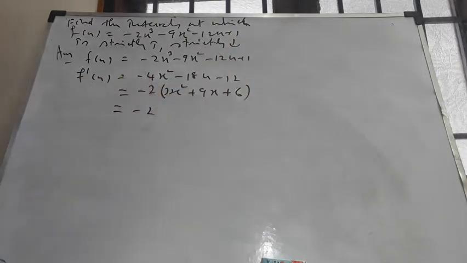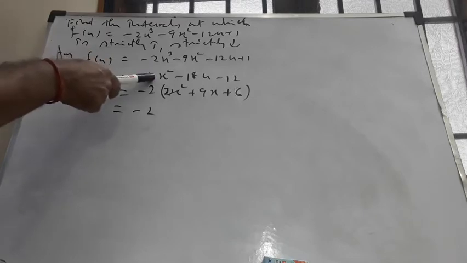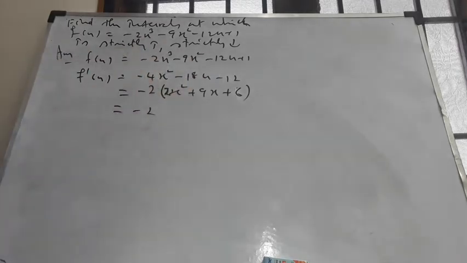Okay, I need to split the middle term. How do you split the middle term? I need to think of two numbers whose sum is 9 and product is 12. Minus 2x cube minus 9x square minus 12x plus 1, it's correct. Therefore, derivative is minus 4x square minus 18x minus 12, it is correct. Minus 2 into 2x square plus 9x plus 6, it is correct only. Okay, think of two numbers whose sum is 9 and product is 6. Are you able to find out what the two values are?